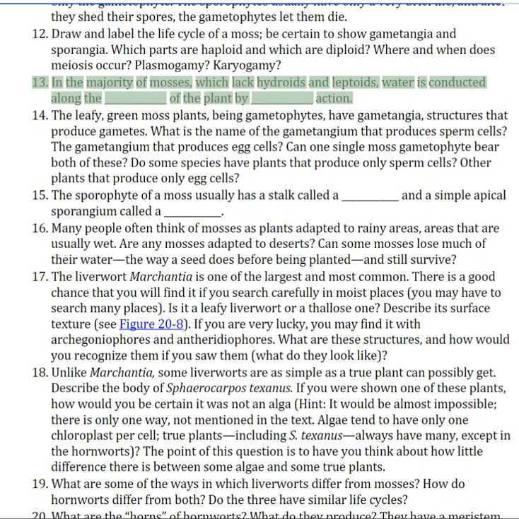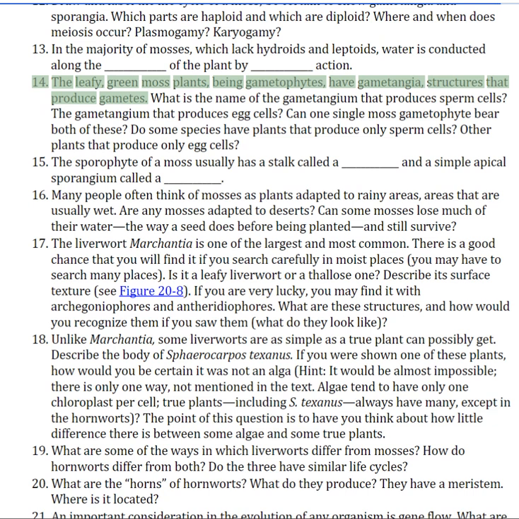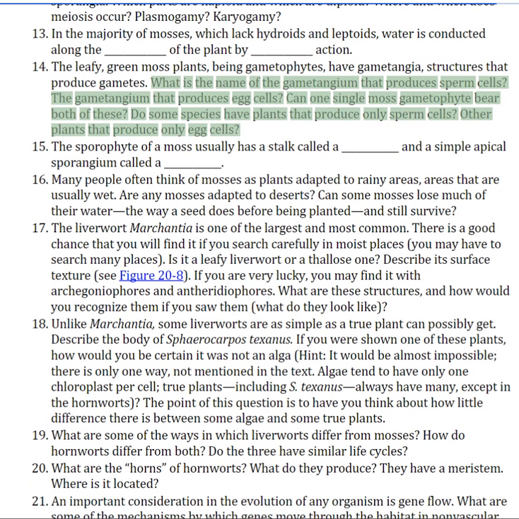plant by action. 14. The leafy, green moss plants, being gametophytes, have gametangia, structures that produce gametes. What is the name of the gametangium that produces sperm cells? The gametangium that produces egg cells? Can one single moss gametophyte bear both of these? Do some species have plants that produce only sperm cells? Other plants that produce only egg cells?